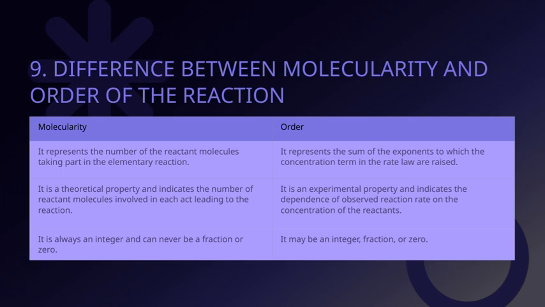Connecting these points, understand that molecularity gives us a picture of the reaction mechanism at a molecular level, while the order describes what we observe in experiments. Both are essential for understanding how reactions proceed, but they come from different perspectives, one theoretical, one experimental.